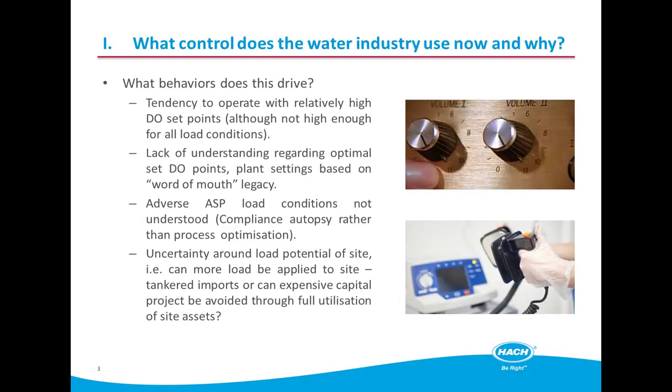Often the DO set points are passed on by word of mouth and not actually based on any process information, if it's available in the first place. Importantly, there are certain load conditions which may require a much higher DO set point, say 3 to 3.5 milligrams per litre. But the operator has no way of establishing when these levels are required.